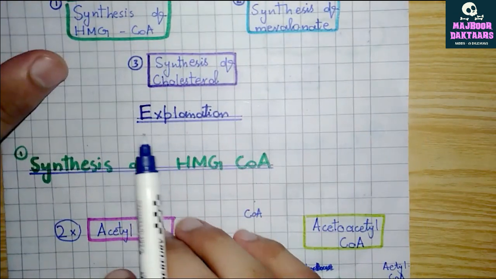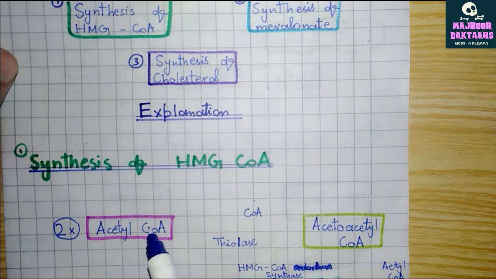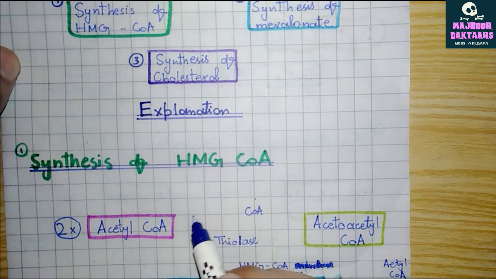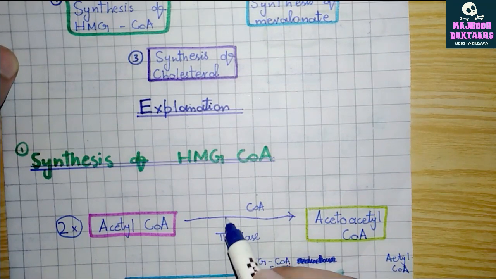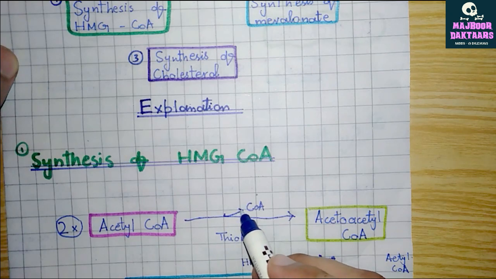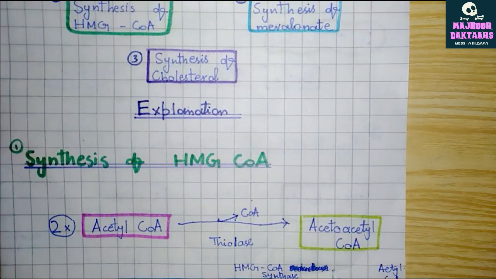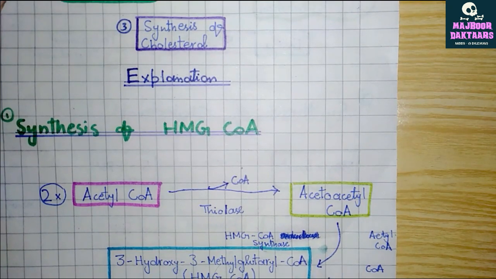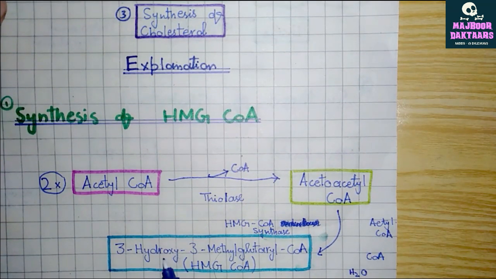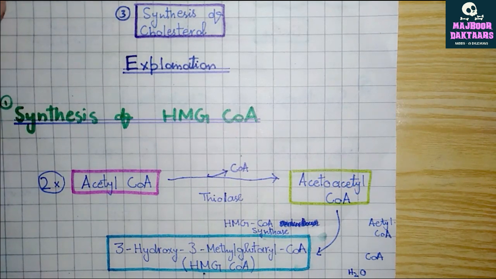Cholesterol synthesis starts with the combining of acetyl-CoA molecules. Two acetyl-CoA molecules combine together, whereby the action of thiolase enzyme a molecule of CoA is released and acetoacetyl-CoA is formed. Now another molecule of acetyl-CoA is added to acetoacetyl-CoA to form a compound known as 3-hydroxy-3-methylglutaryl-CoA, or in short, HMG-CoA.